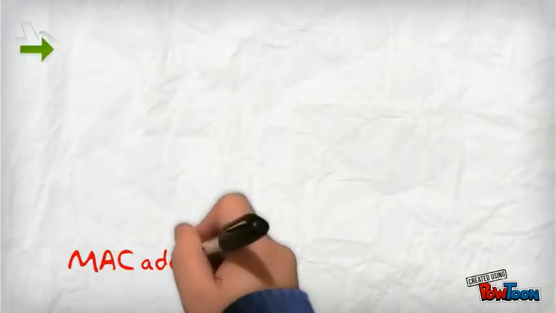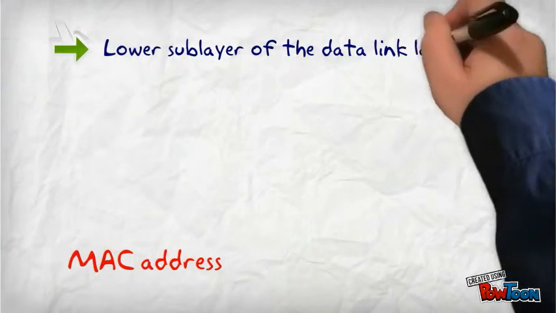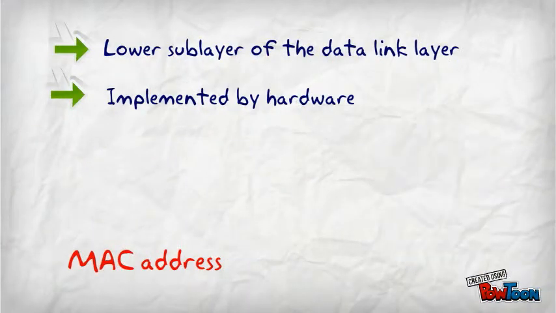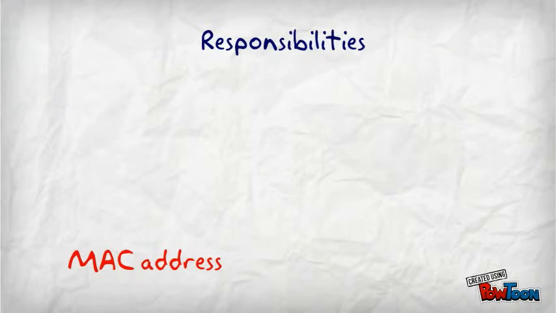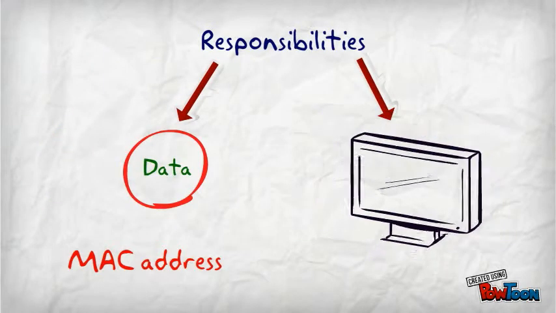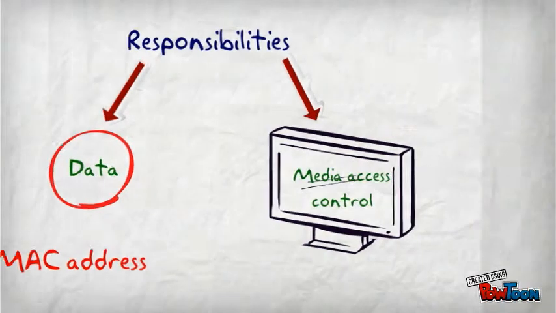The MAC constitutes the lower sublayer of the data link layer. It is implemented by hardware, typically in the computer NIC. It has two primary responsibilities: first, data encapsulation; second, media access control.